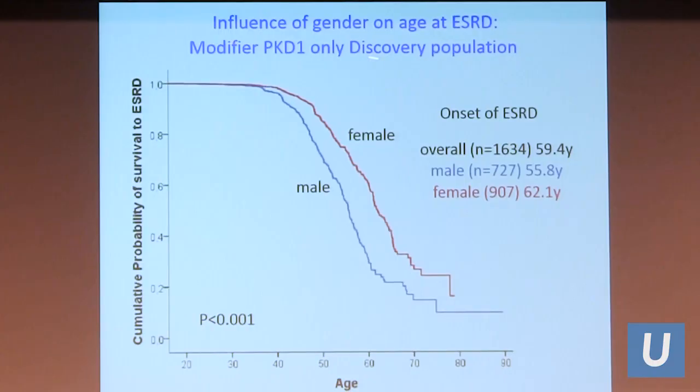And the good thing about this is that we come up with a very clean population here, a PKD1 population. If we look at this very well-defined population, we see a pretty large difference in the severity of disease between males and females.